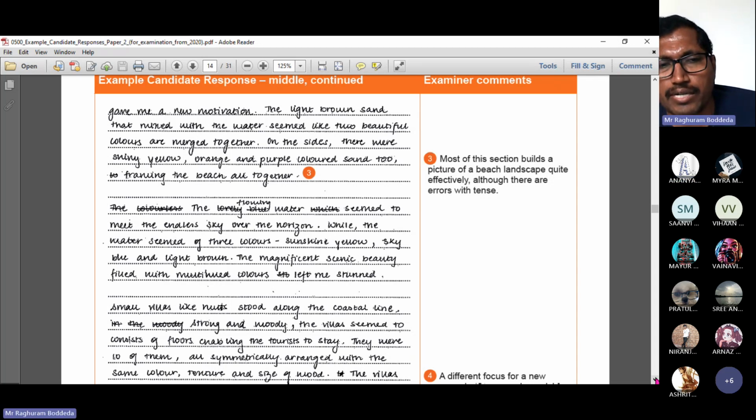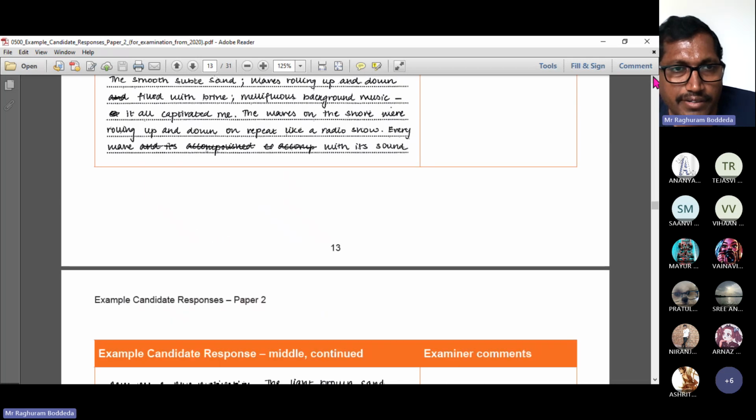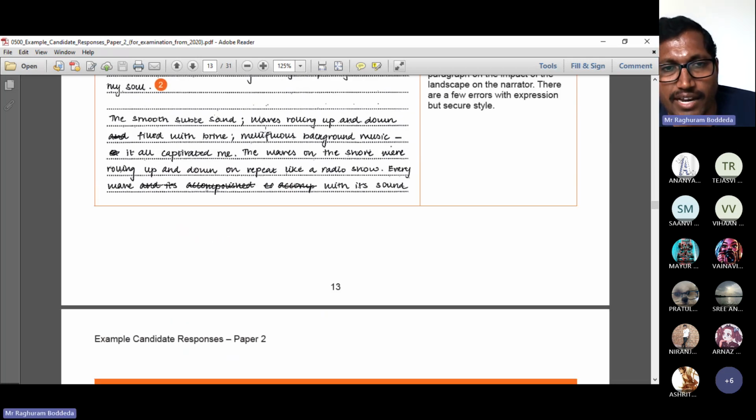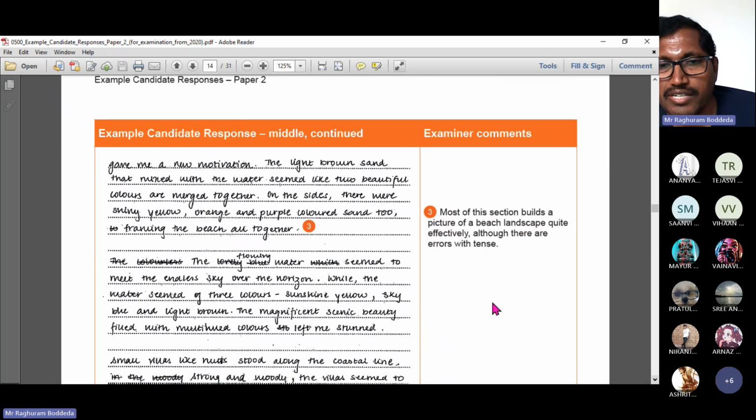Don't you think some of the elements are a bit general? I'm not saying vague, but in general. Some sentences like the smooth, supple sand are additional details, but they still need to give some evidence. What is evidence here? Look at the examiner comment: most of the section builds the picture of the beach landscape quite effectively, though there are errors in the tense. Of course, there is a grammatical error, subject-verb agreement.